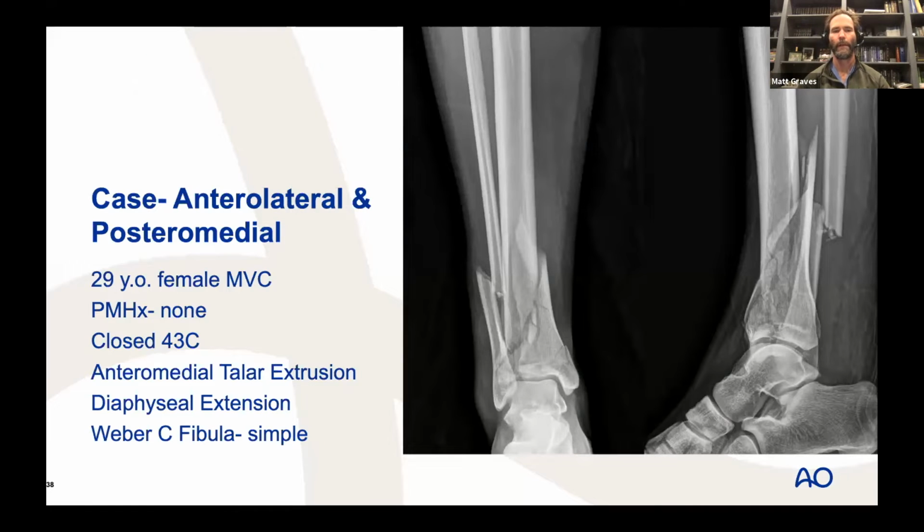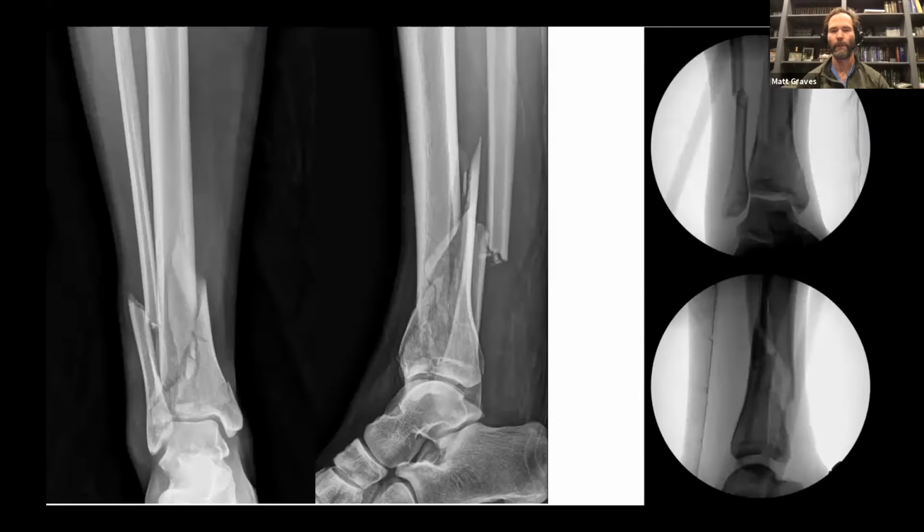So here's a case that I chose the anterolateral and posteromedial exposures. And you can see what you can get through those. 29-year-old MVC, no past medical history, 43C, diaphyseal extension of an articular fragment, anteromedial talar extrusion, and a simple Weber C fibula. And so at her first surgical intervention, she was placed in external fixation by one of my partners.